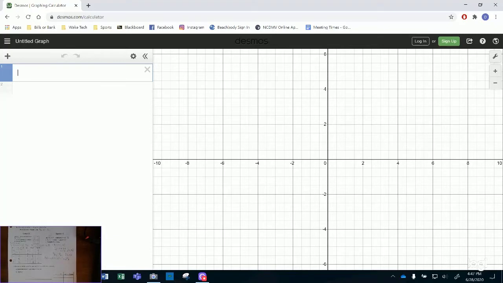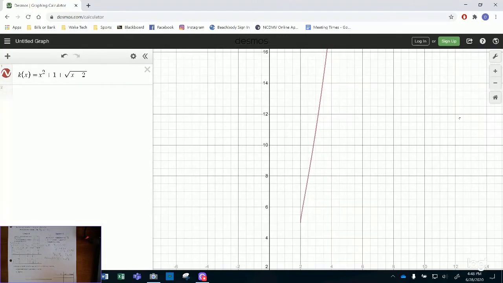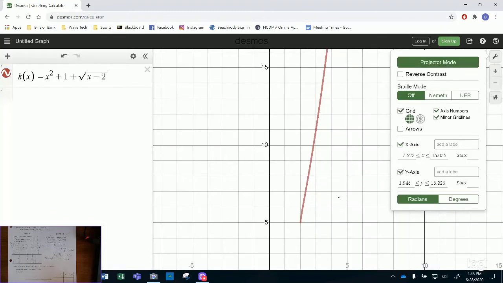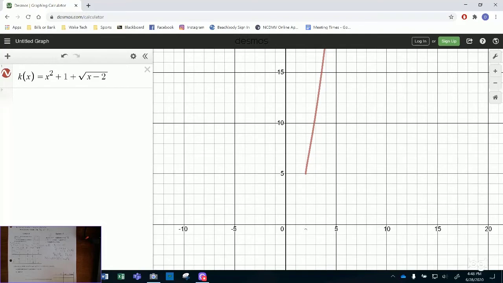So what I thought I'd do is graph this new function. I'll call it, I don't know, k of x. And it is x squared plus 1, and that looks like a parabola like we thought, plus the square root of x minus 2. And when you look at that, that's not something that I would have guessed it would look like. It gets a little harder to kind of guess what these functions are going to look like, but this seems to have a curve here, and then it starts to look a little bit more curved up. But look at the domain. The domain is from bracket 2 to infinity. So that's what we thought.